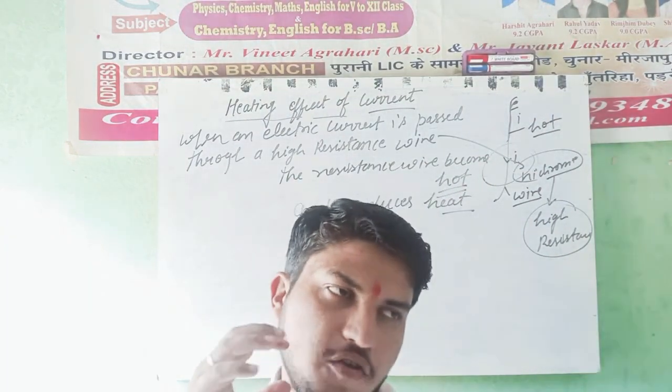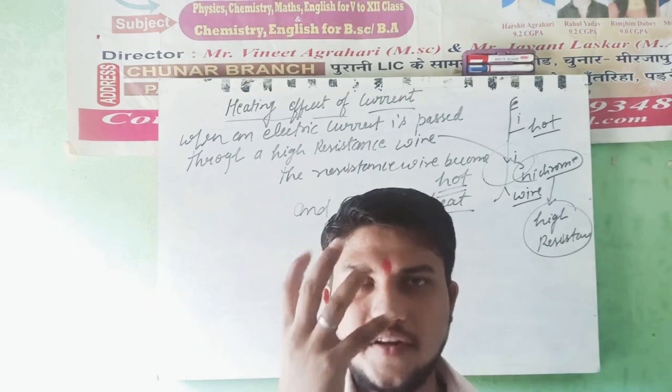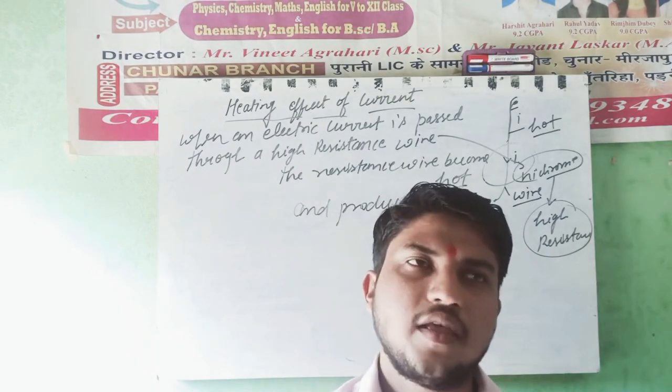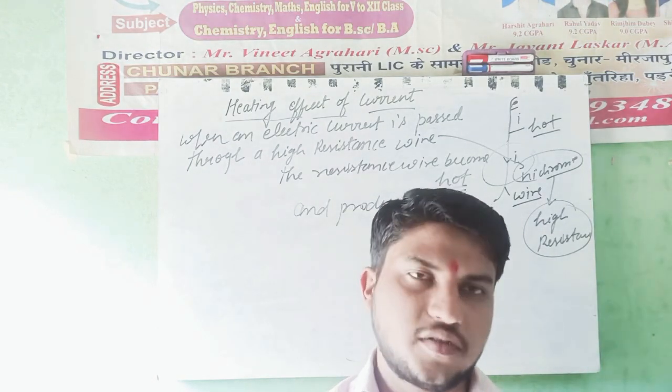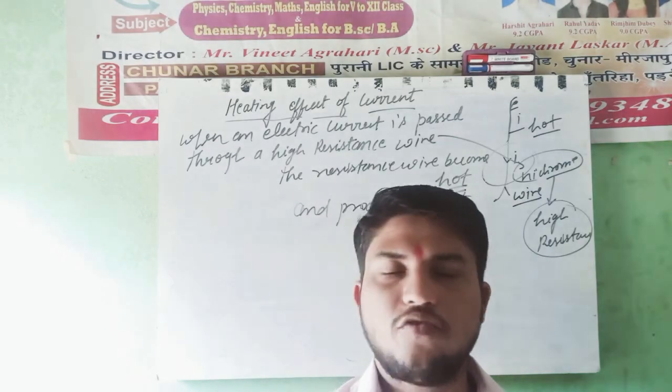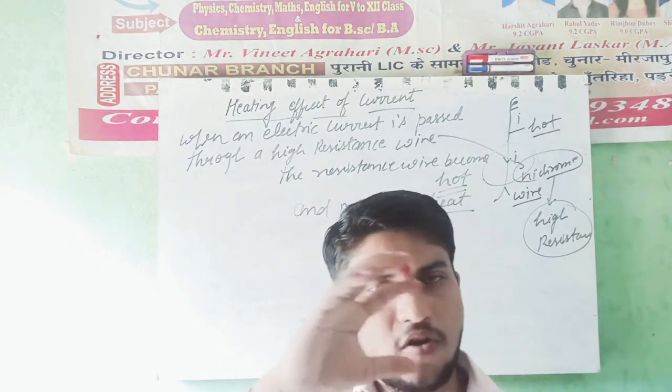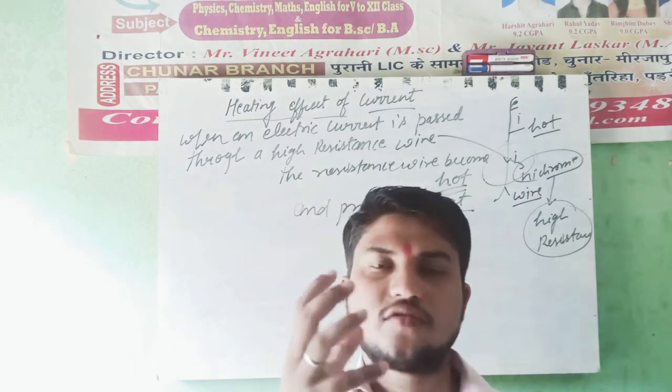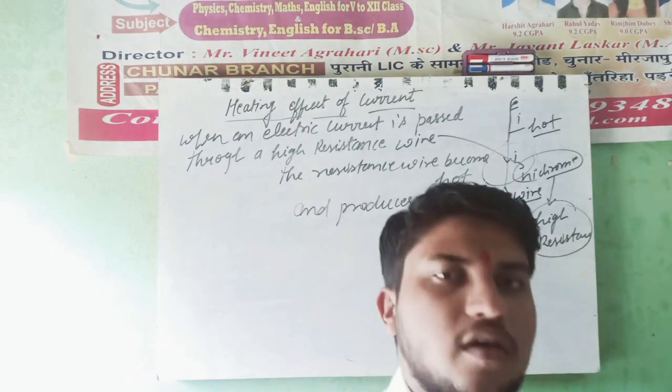Means when you pass the electric current through a high resistance wire just like nichrome wire, then this wire becomes very hot after some time, after 2 minutes, 3 minutes, whenever your time gets. Then this phenomenon is called heating effect of electric current.